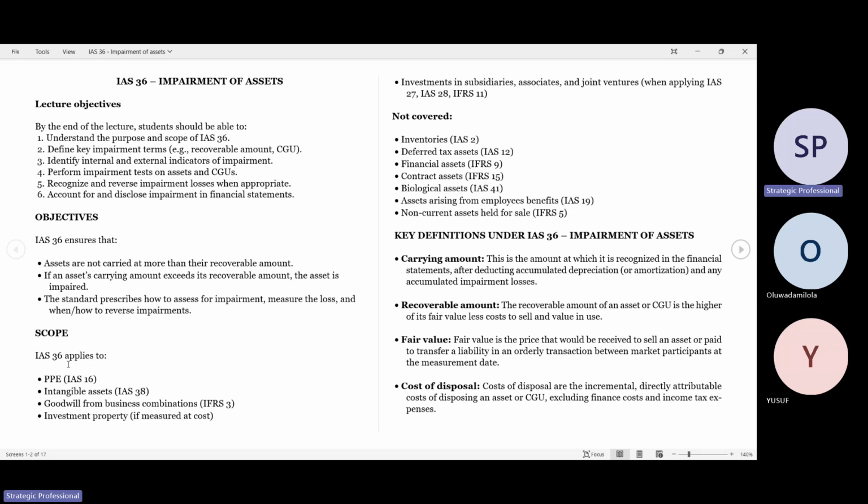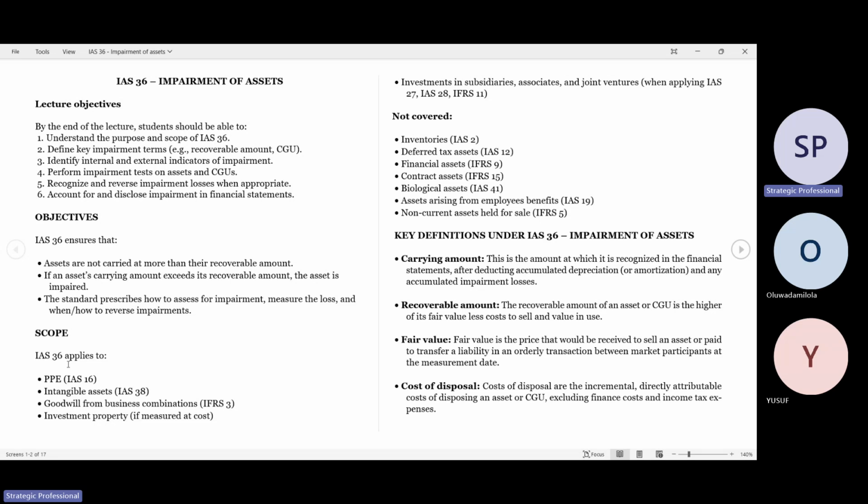So IAS 36 is applicable to goodwill. Then investment property. There's a separate standard that covers it, which is IAS 40. But what that standard says is that an investment property can be measured at both cost model and fair value model. But for the cost model perspective of investment property, IAS 36 is applicable to it. Then when it comes to investment in subsidiaries, associates, JVs, IAS 36 is also applicable to it.